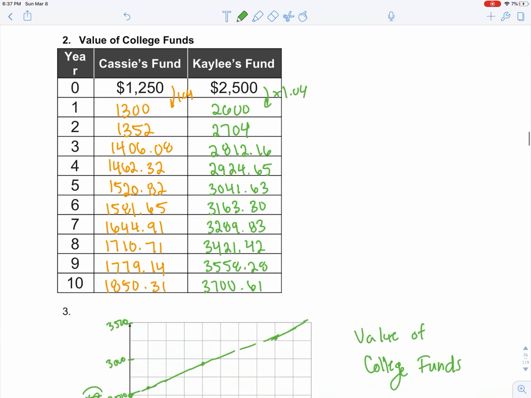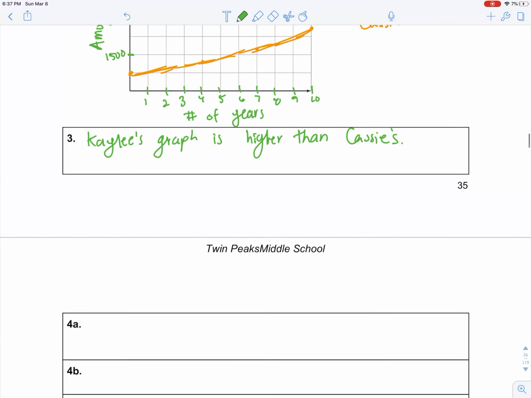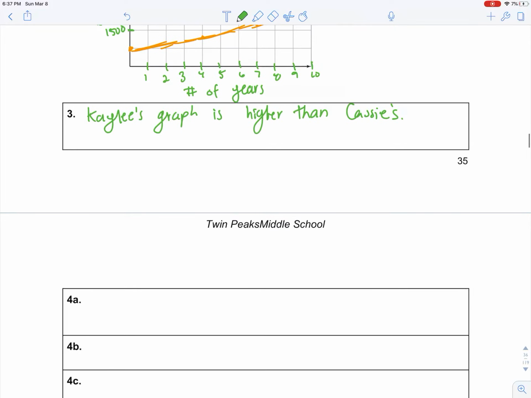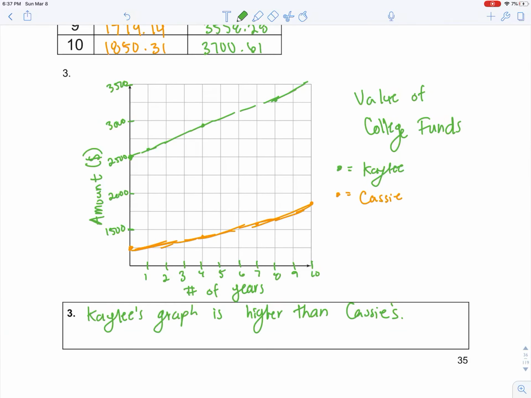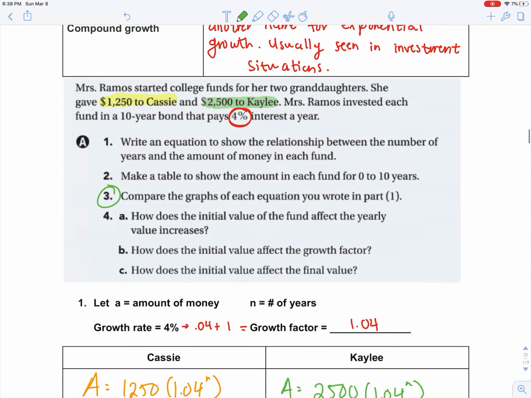I wonder why. How does the initial value of the fund affect the yearly value increases? Well, it doesn't necessarily affect how much it's growing, because the growth factors are the same. But because of where each person started, Kaylee's graph is definitely much more than Cassie's, right? I mean, that's a pretty big difference, don't you say, from 1250 to 2500?